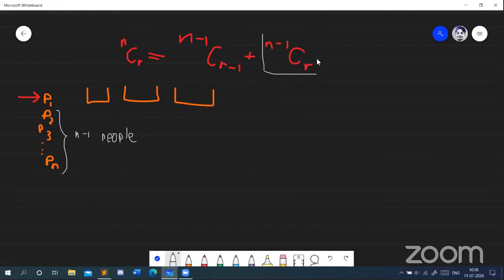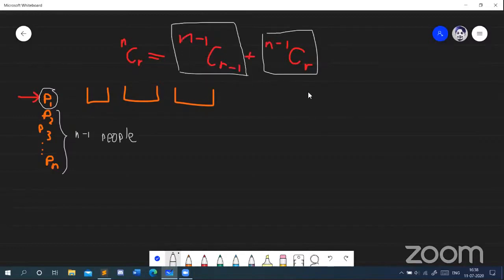And this is what this term corresponds to: n minus 1 choose r. And if I were to look at this term, if I had to include person 1, then I'm left with n minus 1 people to select from, and I have to select r minus 1 people because one spot has already been filled, right? So if one spot is already filled, then I'm left with r minus 1 people to select, and therefore this term comes up.